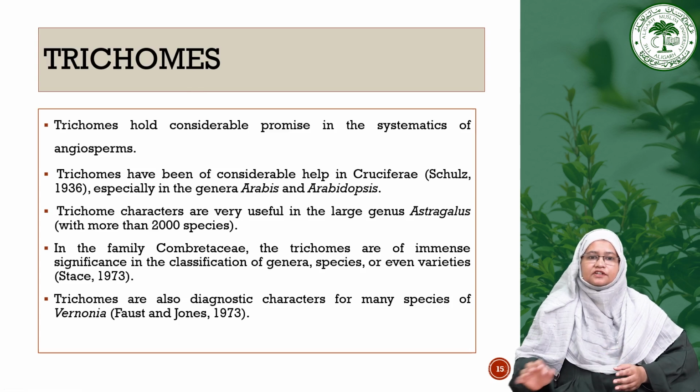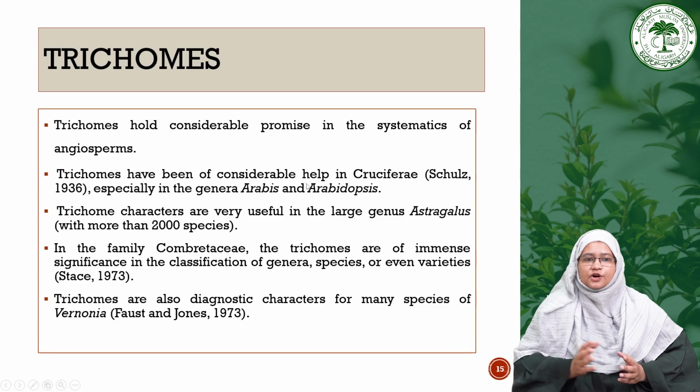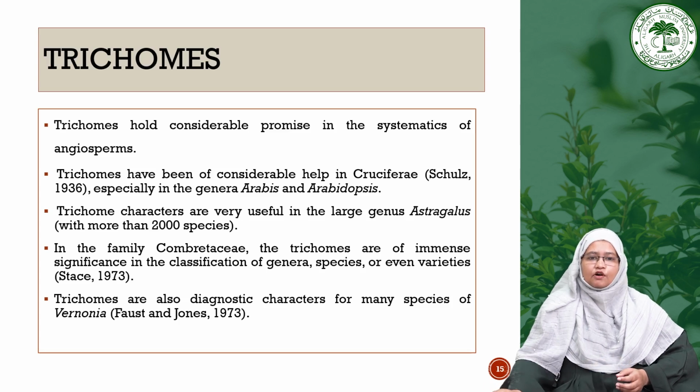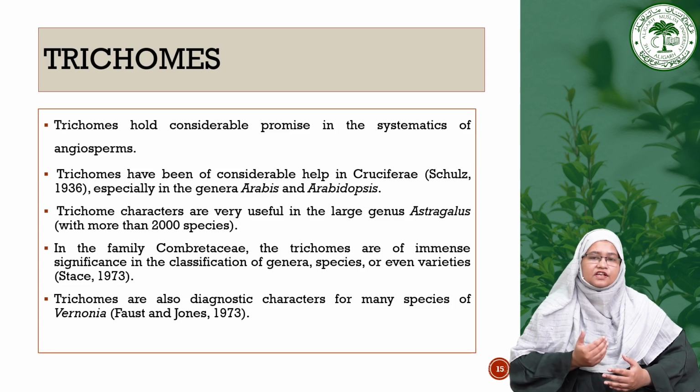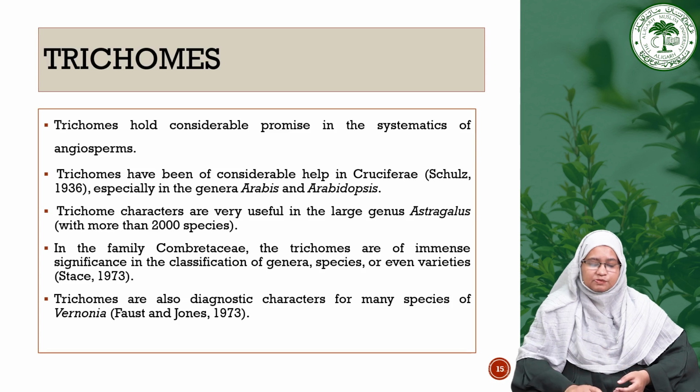As we have seen earlier, the trichomes hold considerable promise in the systematics of angiosperms. As we have seen, the trichomes have been of considerable help in the Cruciferae, especially in the genera Arabis and Arabidopsis. The trichome characters are useful in large genera, like Astragalus, which has more than 2000 species, and in the family Combretaceae, the trichomes are of immense significance in the classification of genera, species or even varieties according to Stace. The trichomes are also a diagnostic character of many species of Vernonia.